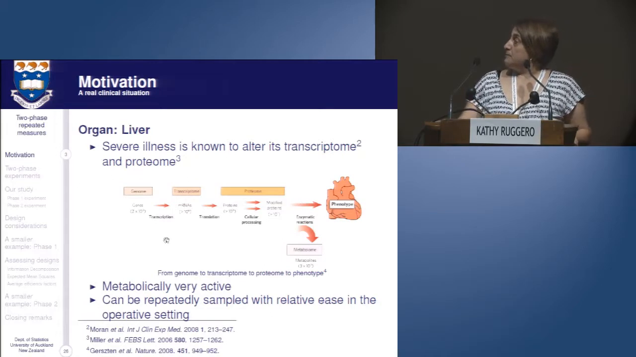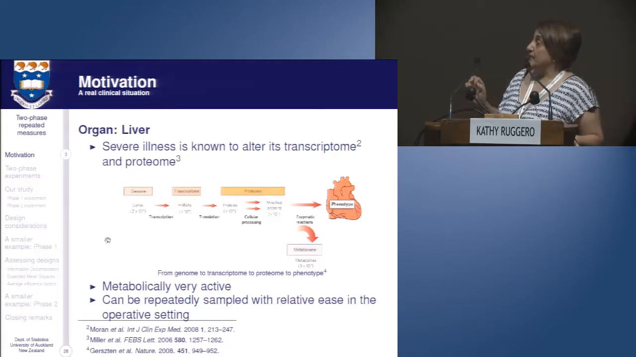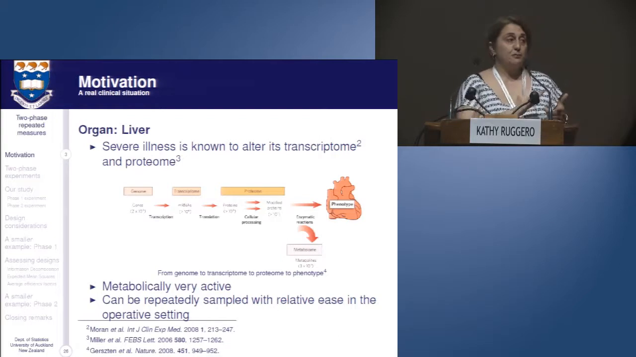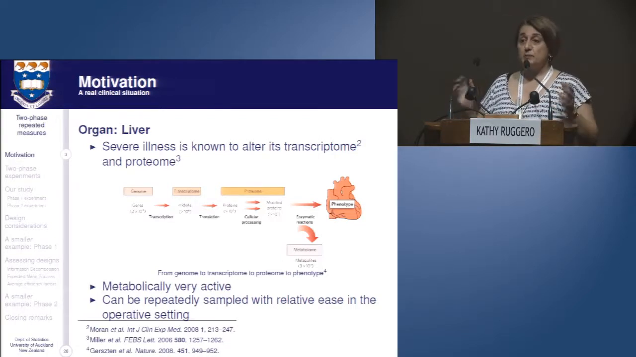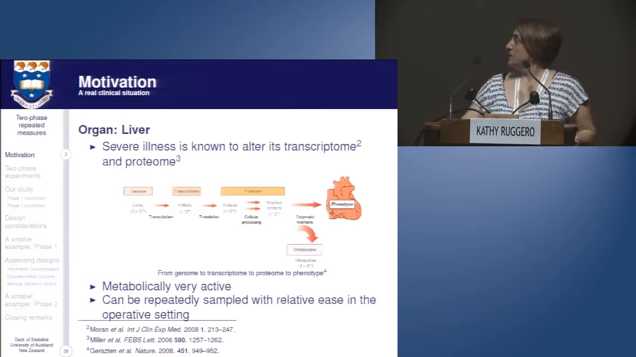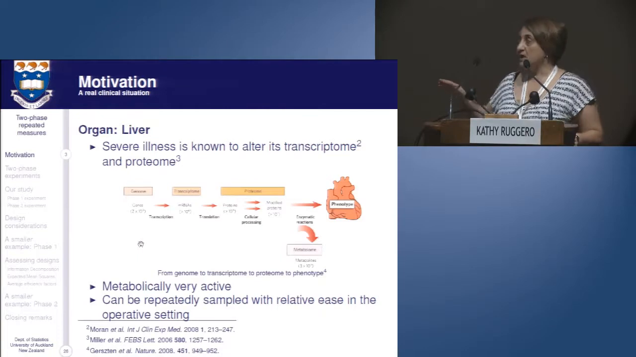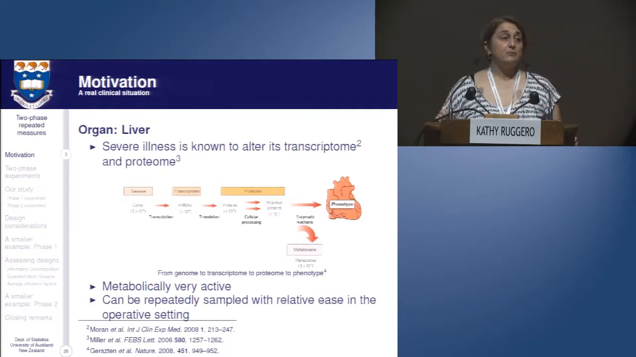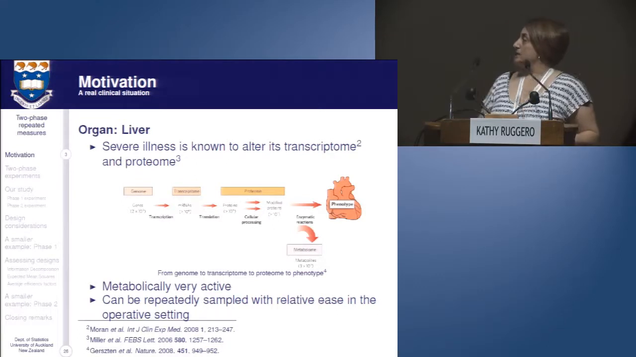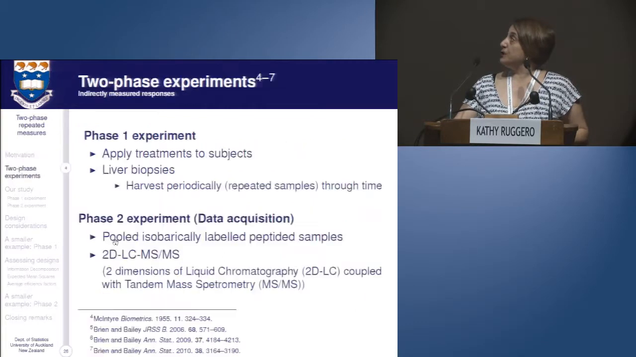So the liver is also metabolically very active. So we're interested in looking at the transcriptome, the proteome, and the metabolome simultaneously. And remember that we're interested in how the disease progresses through time, so we need an organ that can be repeatedly sampled through time and not kill our organism. The organism we're looking at will be the rat.